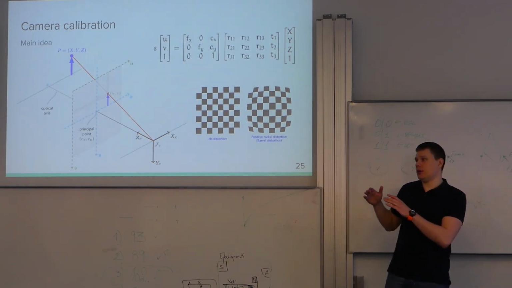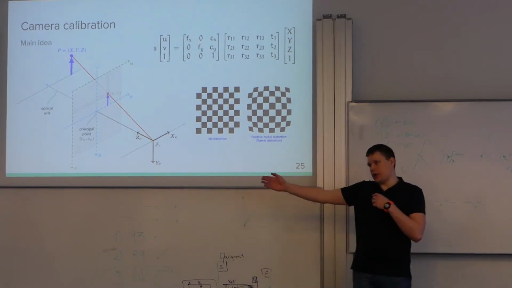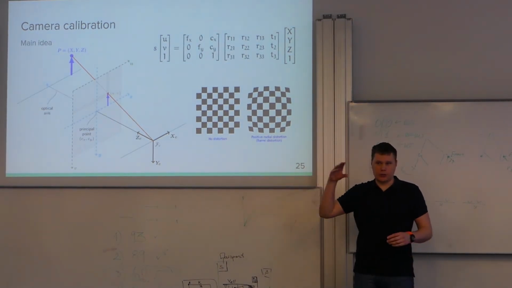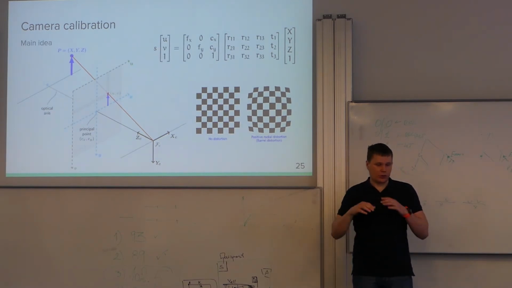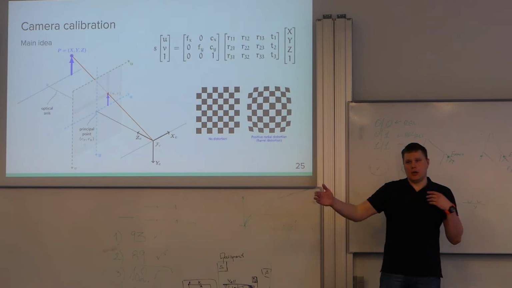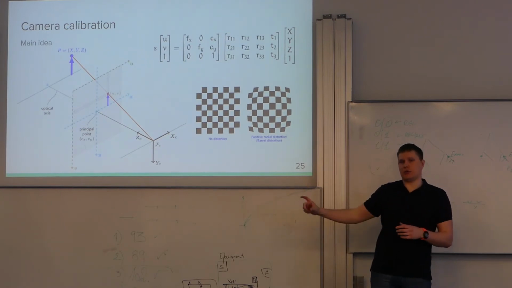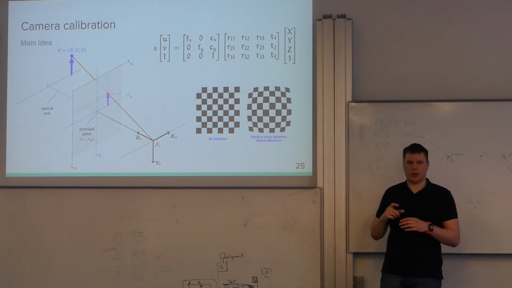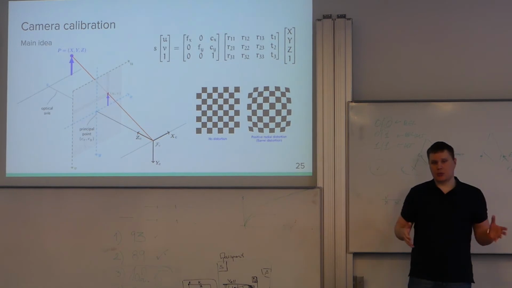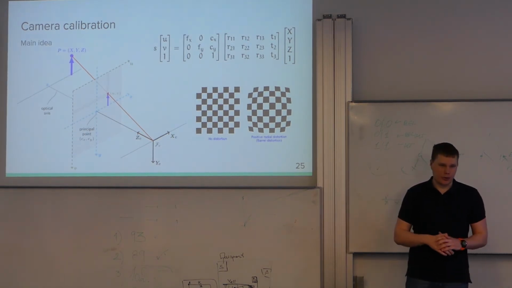For example, we need to know how our camera is projecting 3D objects into the sensor. So we need to know how the actual size of a 3D object translates to the pixel size of the image. This is one part of our camera parameters.